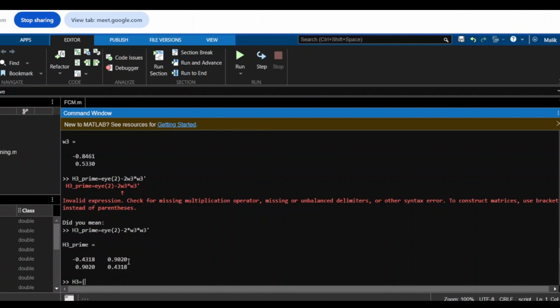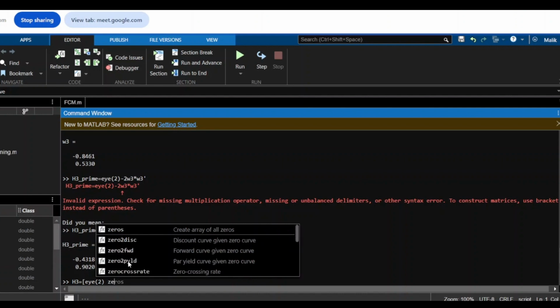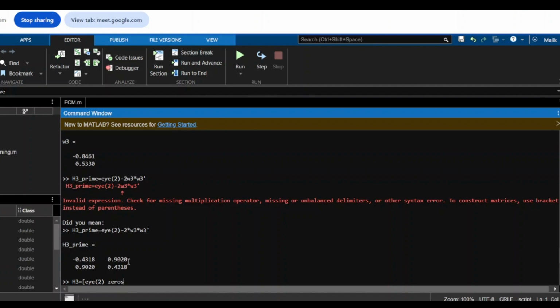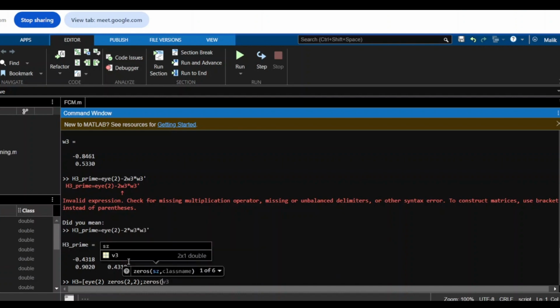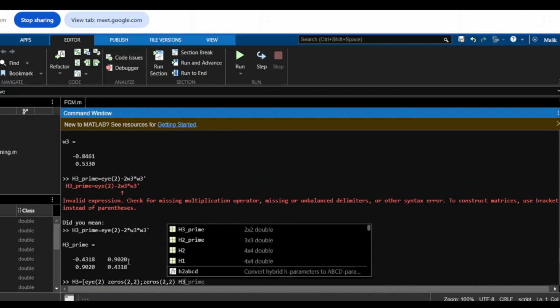Now here our identity will be a 2 cross 2 matrix. Let me write it first, then I'll make you understand. It will be identity 2, then next to that will be zeros, 2 comma 2. And next to this block will be again zeros, 2 comma 2, and H3 prime.